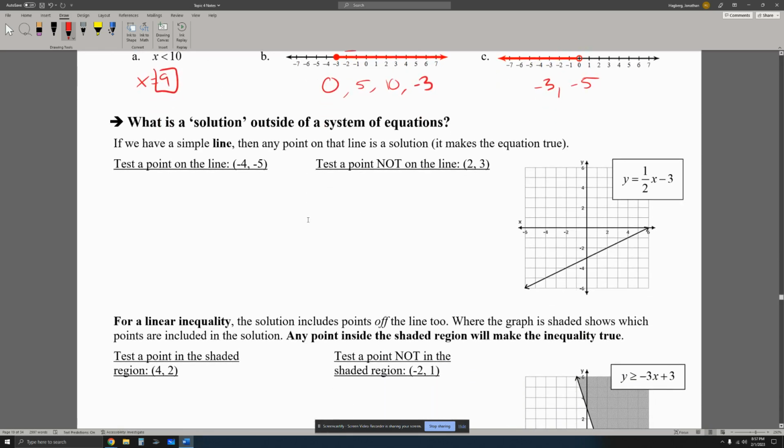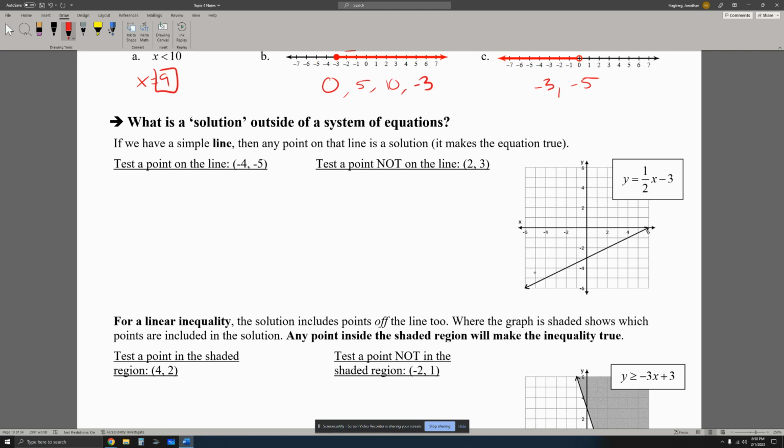Okay. So let's see, what is a solution outside a system of equations? If we have a simple line, then any point on the line is a solution, right? So if we're looking at this line here, y equals 1/2 x minus 3, any point on this line is a solution. Let's choose a point that is on the line. So for example, -4, -5. And let's see what happens to the equation.